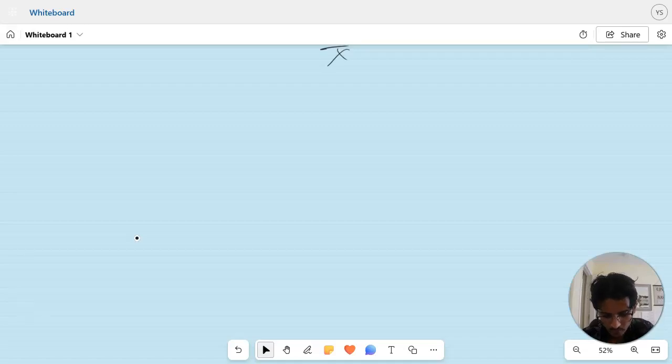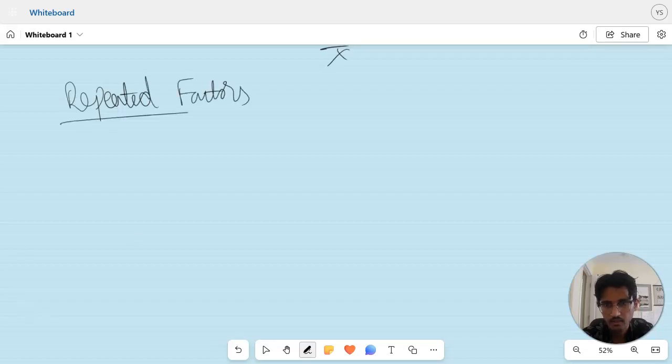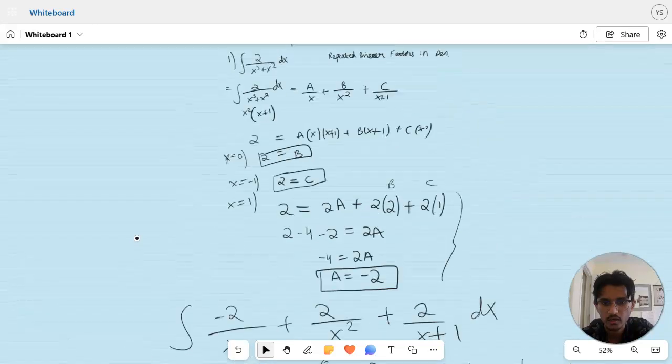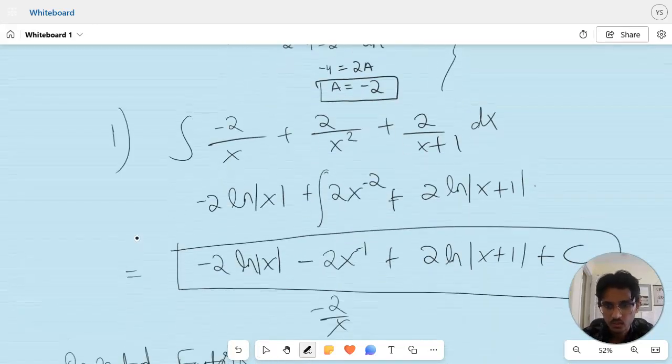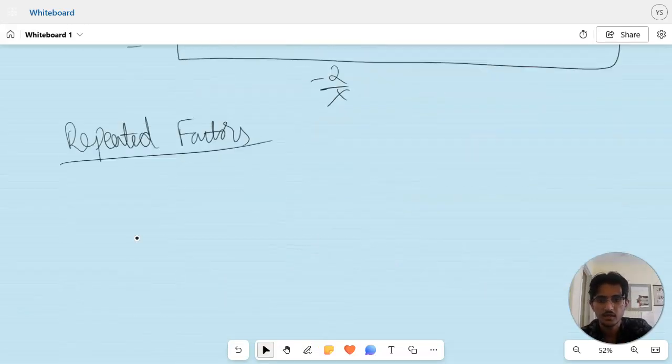Now, what if we get repeated factors? What are we going to do if we get repeated factors? Okay, let's have a look at a case where we're going to have repeated factors, more than just x squared, as we saw in this question. What if we have x to the third?